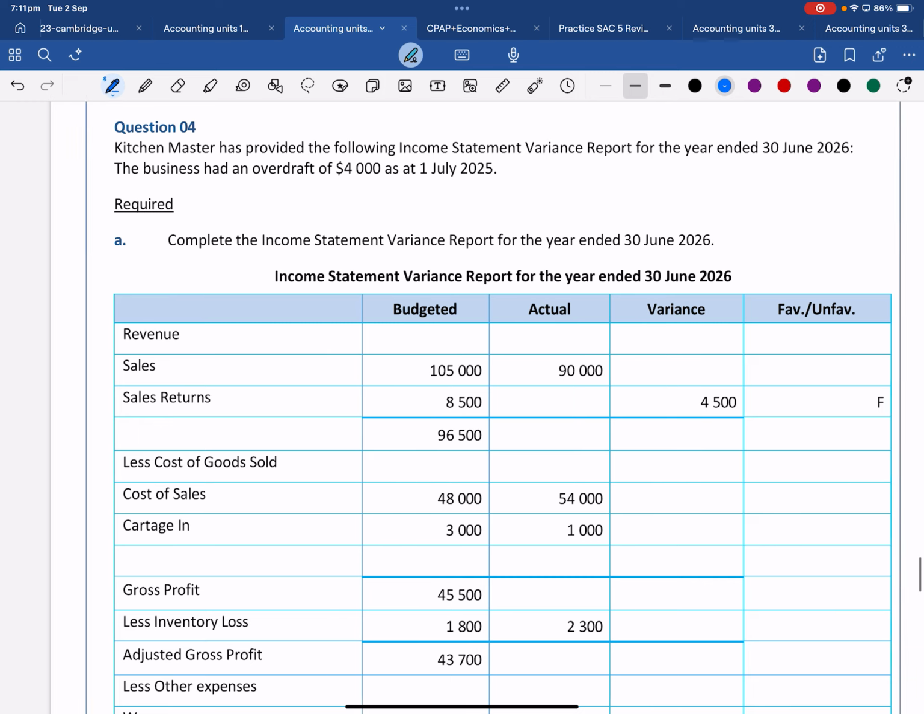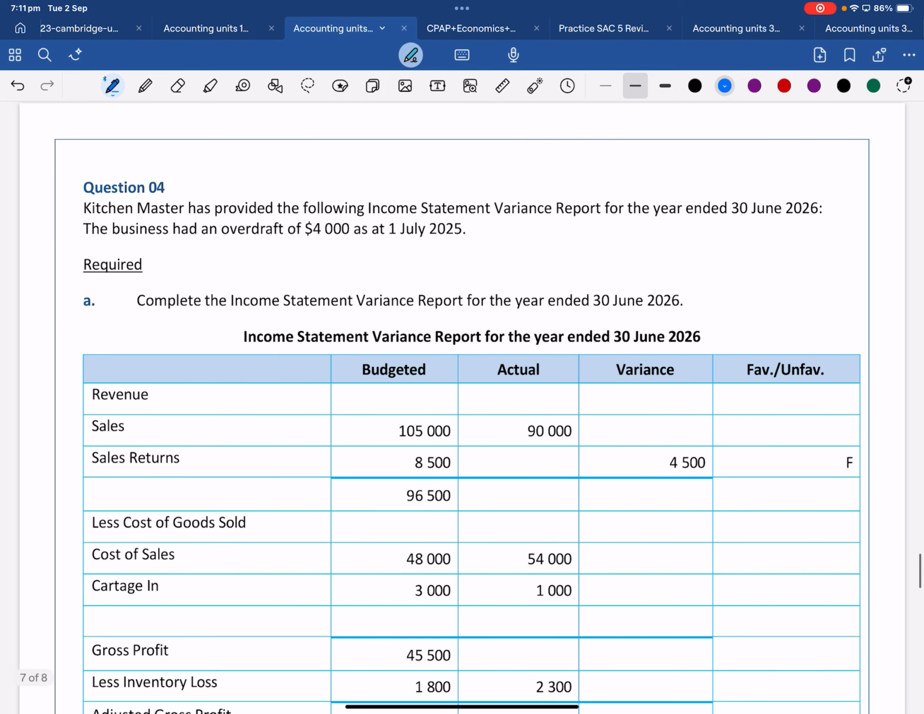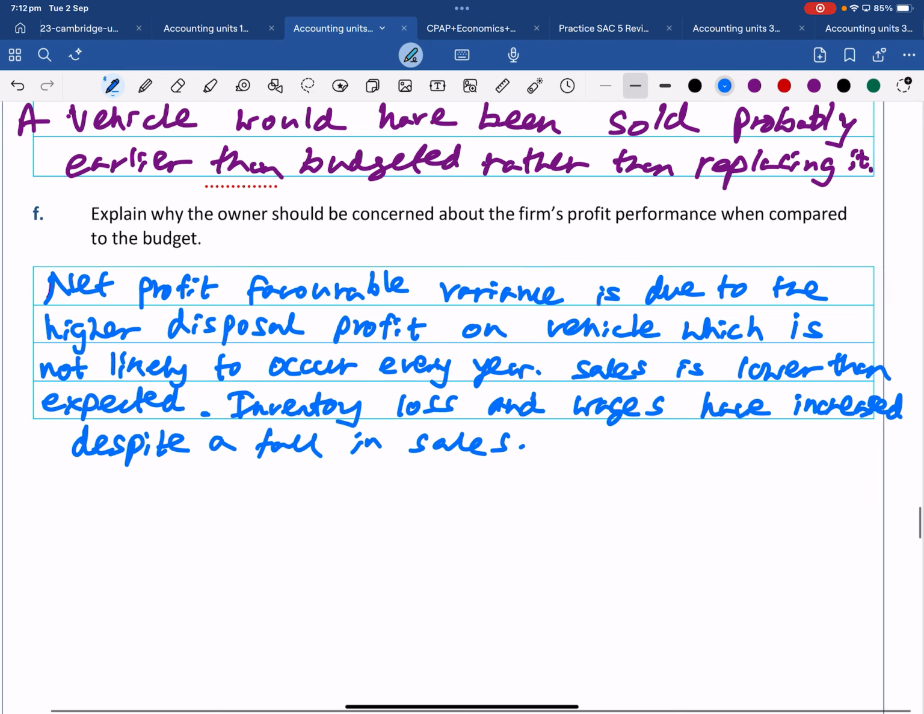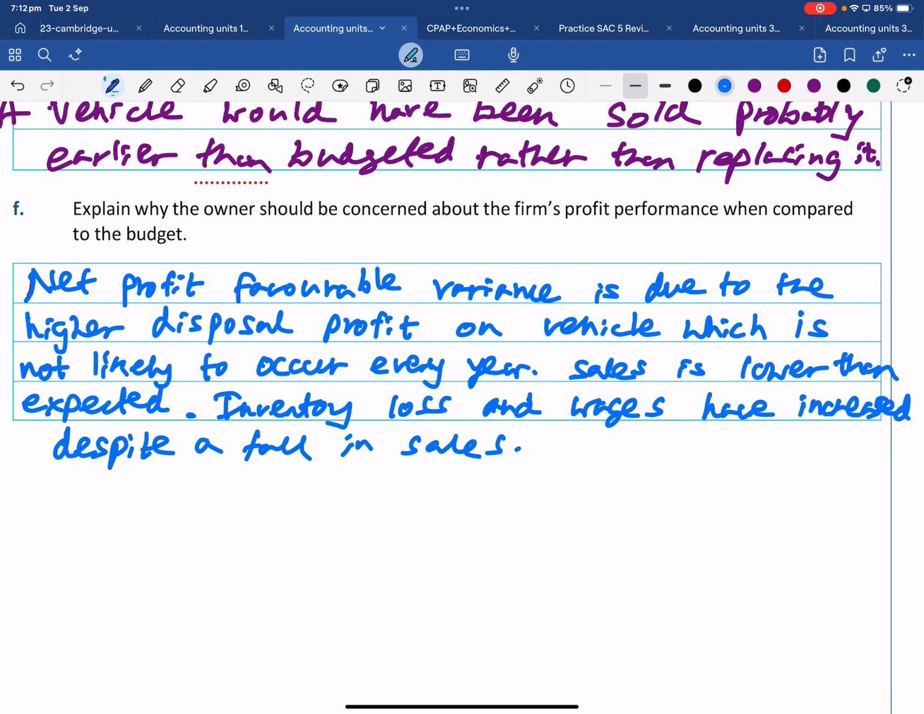Okay, guys, please start question 4. Wait, what does that last sentence mean? Inventory loss and wages have increased despite a fall in sales. So are they meant to decrease? Yes. Why? Because sales have dropped by 8.5%. Yeah, makes sense.